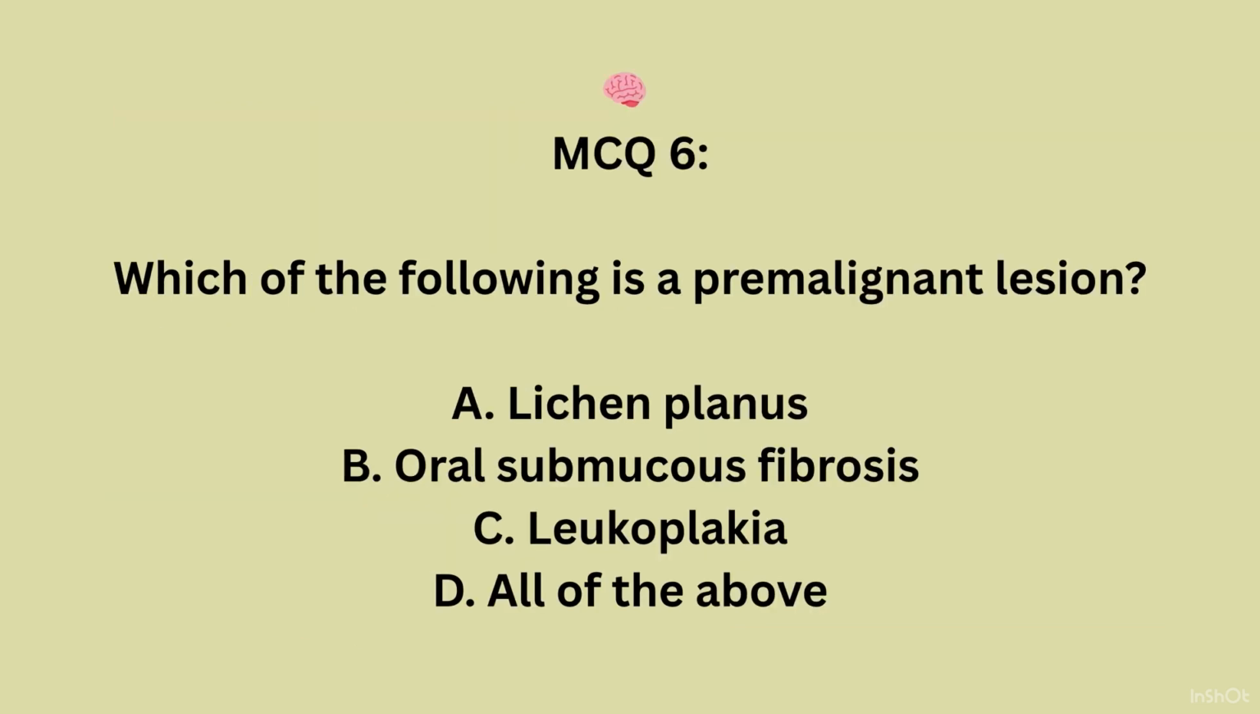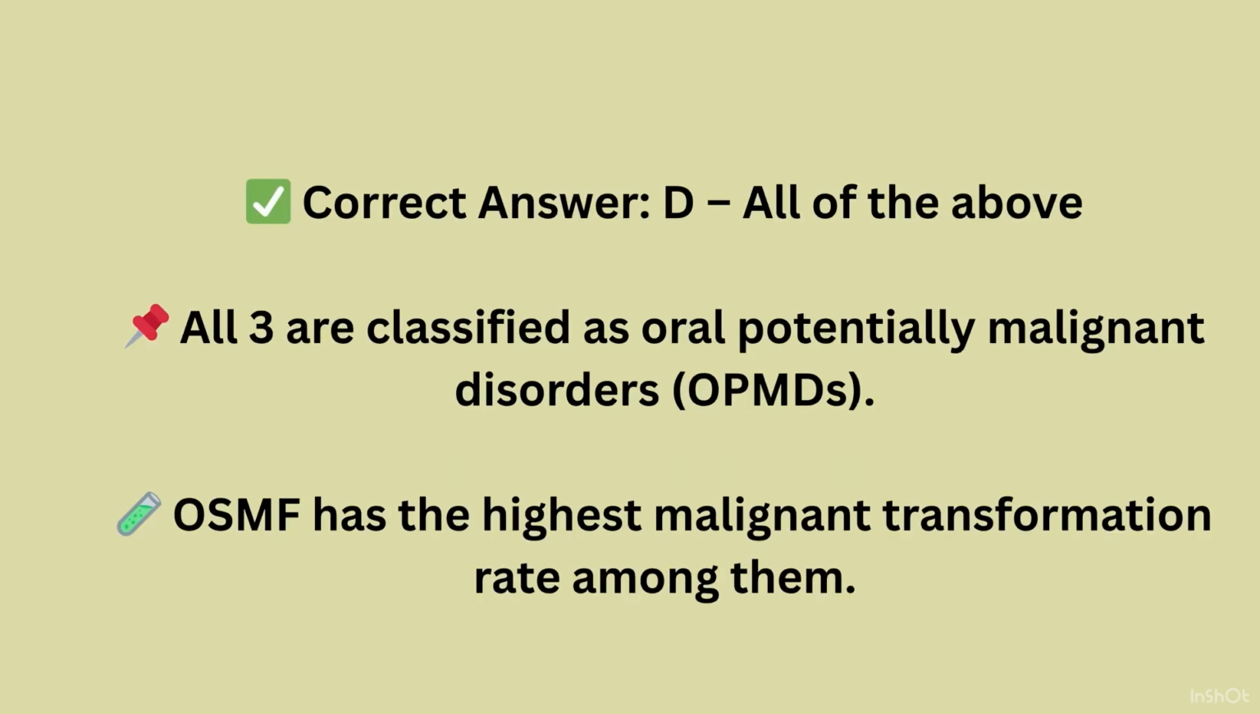MCQ number 6. Which of the following is a pre-malignant lesion? So all of them are pre-malignant lesions: lichen planus, oral submucous fibrosis and leukoplakia. But over here, the OSMF has the highest malignant transformation rate among them.